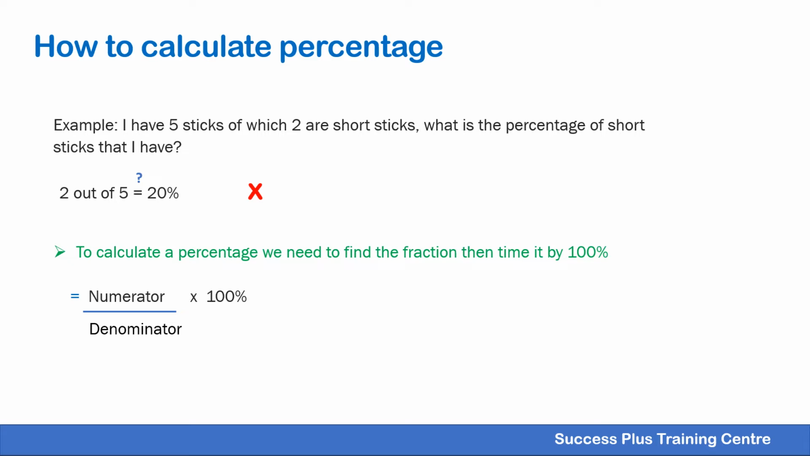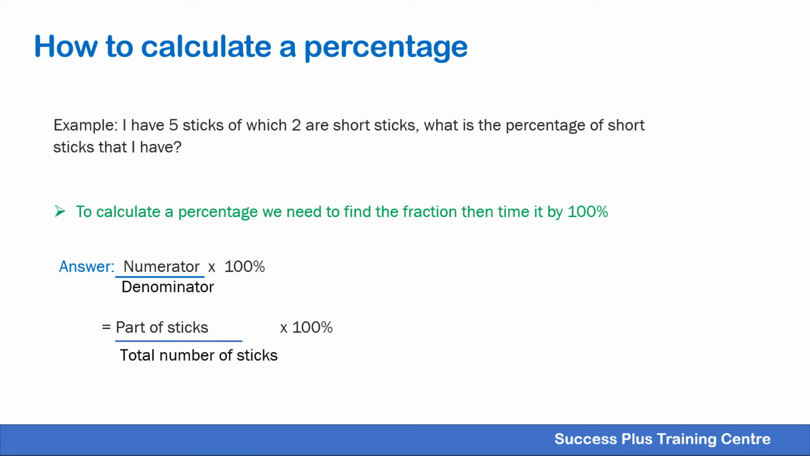In order to calculate a percentage, the first thing we need to find is the fraction. Once we find the fraction, we times it by 100, and that should give you the value of the percentage. To find the fraction, we need to find the value of the numerator divided by the value of the denominator. In this question, the value of the numerator is the number of short sticks, and the value of the denominator is the total number of sticks that we have.